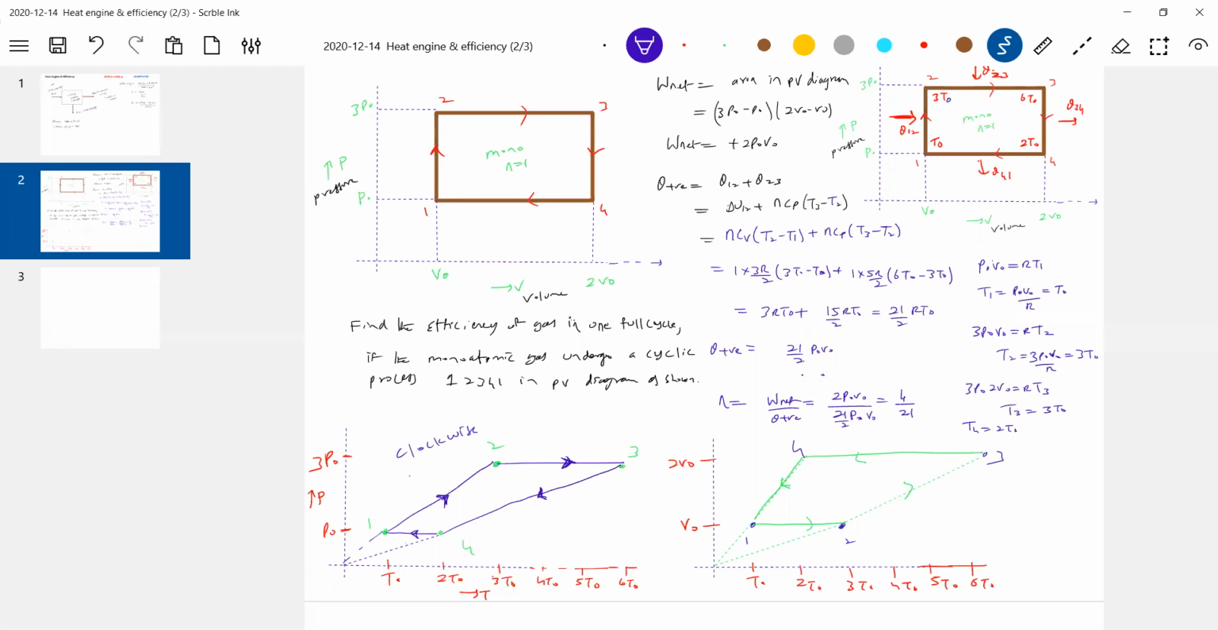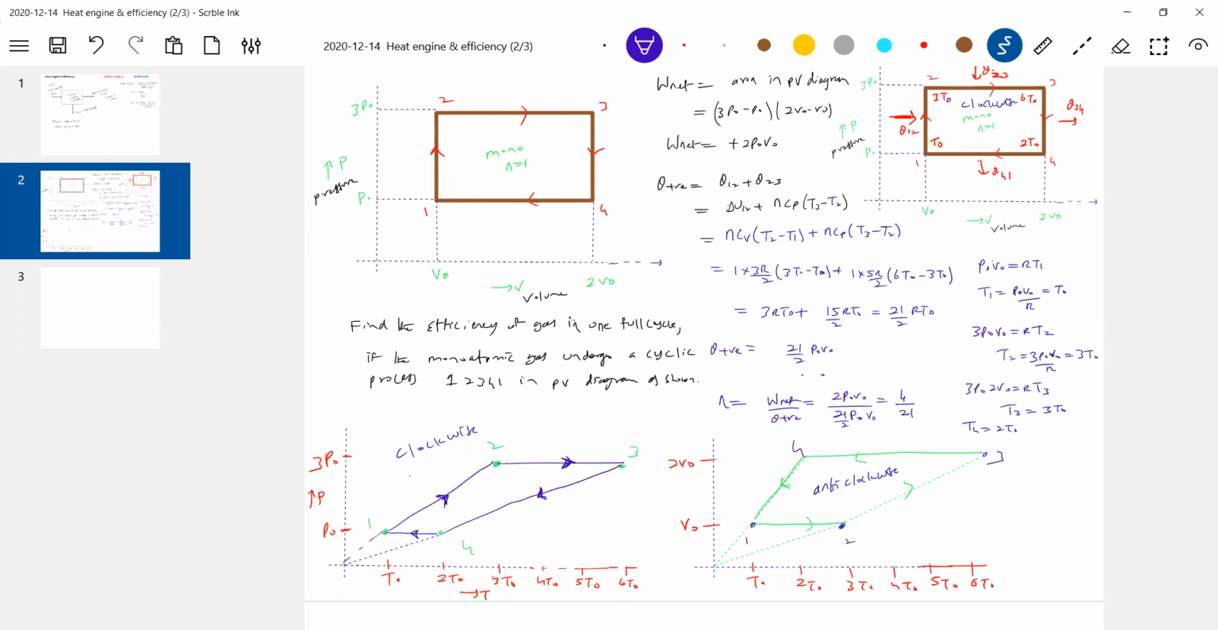What about this? This is also clockwise. What about this? This is counterclockwise, anti-clockwise. I think this is very important. In a VT graph, for an anti-clockwise cyclic process, what will happen? Efficiency will be positive. PT graph, clockwise cyclic process. Are you able to notice?